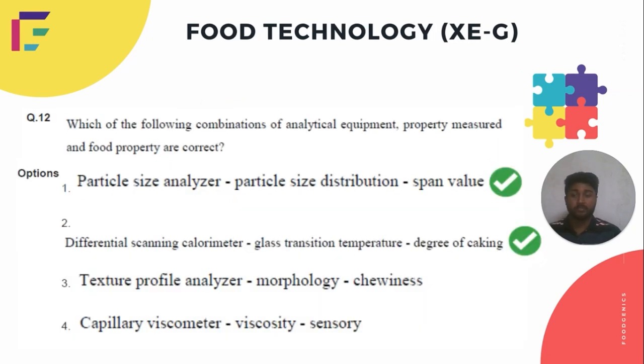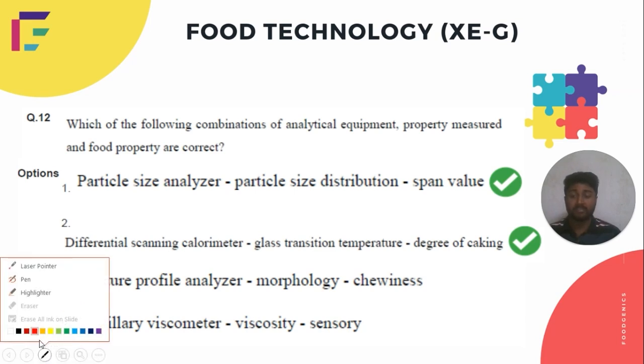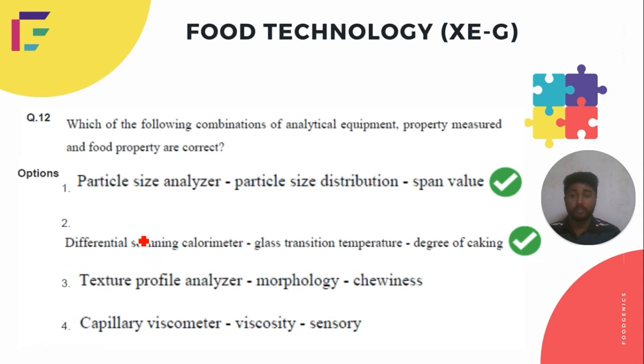So the next question that we have is, which of the following combinations of analytical equipment, property measured and food property are correct? This is basically an MSQ type of question, that means multiple answers can be correct. The first option that we have is particle size analyzer. It gives particle size distribution, which is perfectly correct, and the property related to it is span value.